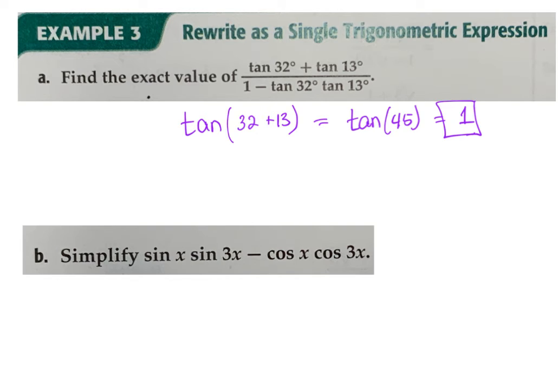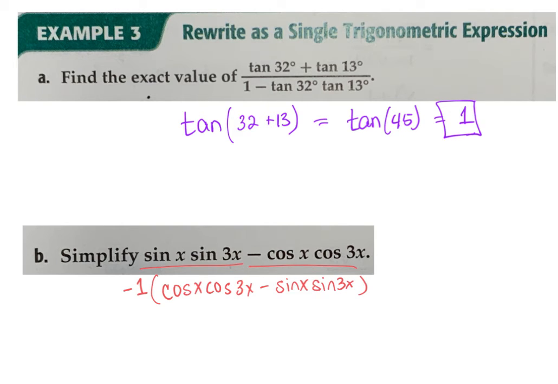So for this one, we have sine, sine minus cosine, cosine. That is not one of our formulas, but it's very close. What is it close to? It's similar to cosine, but it's not exact. Now let's say if I pull out a negative 1, then I will get a positive cosine, cosine, right? Positive cosine x, cosine 3x, and I would get a negative sine x, sine of 3x.